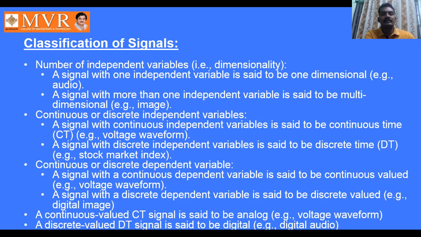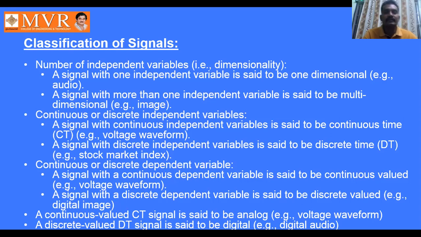Then continuous or discrete dependent variable. A signal with a continuous dependent variable is said to be a continuous valued signal, that is a voltage waveform. A signal with a discrete dependent variable is said to be a discrete valued signal, that is a digital image. A digital image consists of a number of pixels located at various locations, like f of x, y, z, or f of x, y, or f of x, etc.